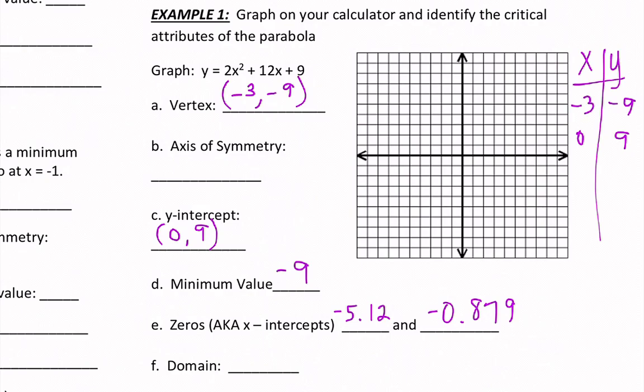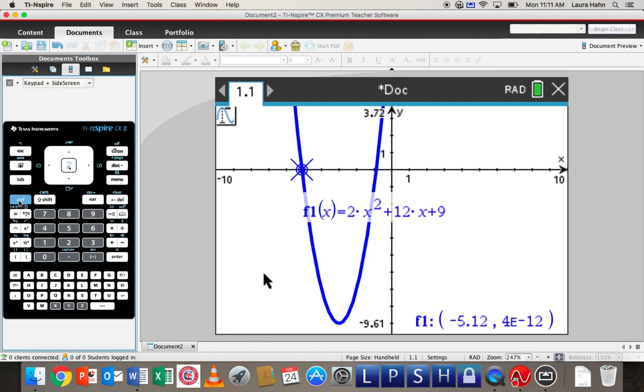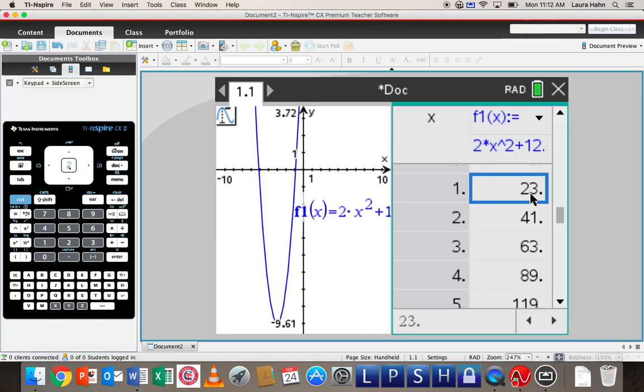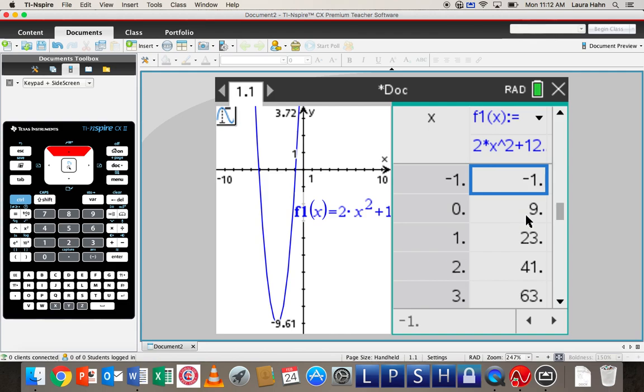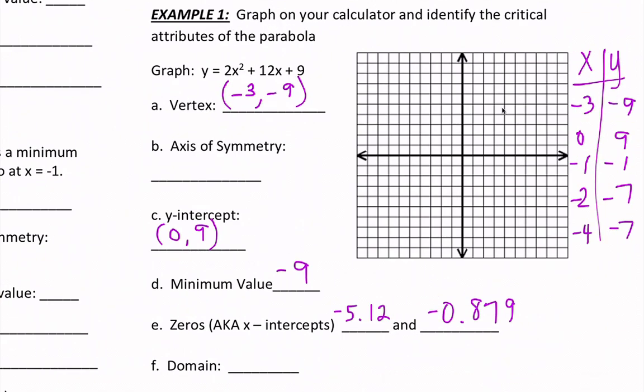So what I'm going to do is go back to my calculator and open the table, Control T. Okay, these numbers are way too big. Notice our graph doesn't go to numbers that big, so I don't want to use these, so I'm going to go up. 0, 9 we already have down. Okay, -1, -1, I can add that one. -2, -7, I can add that one. I already have -3, -9, and -4, -7. So like I said, you need at least 3. I personally prefer about 4 or 5.